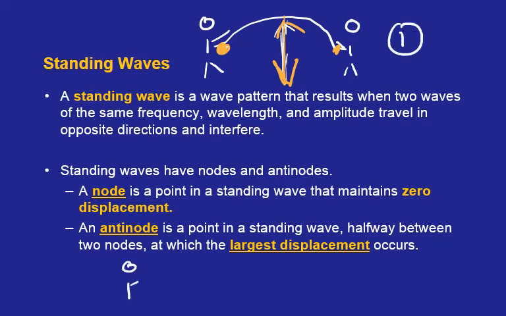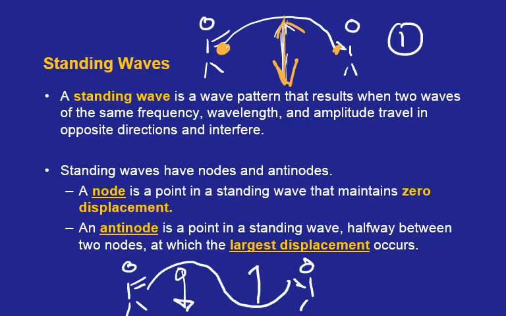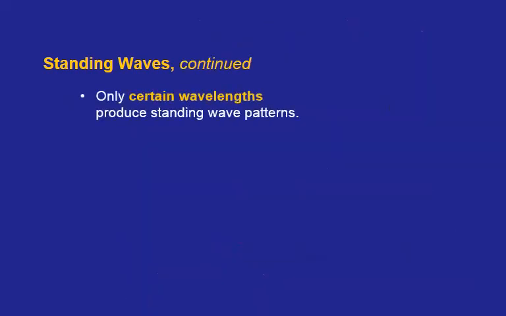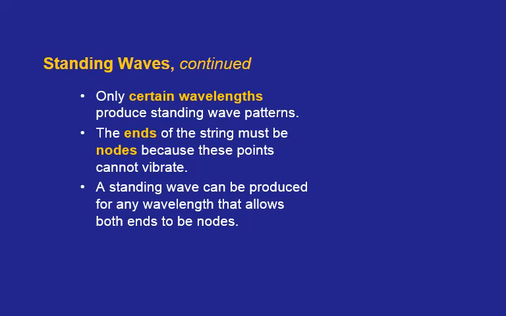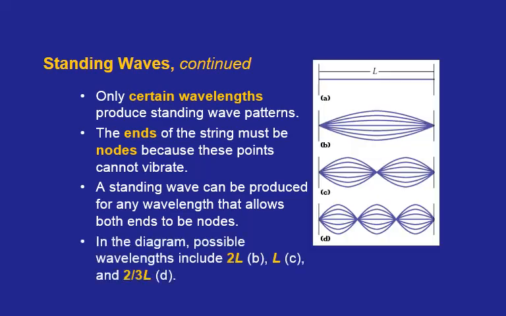And an example of the second harmonic, another frequency that this could go at, would look something like this, where this is going up and down, this is going up and down, but then in the middle, these aren't moving. So this would be another example of a standing wave. There are certain wavelengths that will have standing waves, and the requirement is that the ends must be nodes. And then as the wave goes through, you'll have certain spots that are antinodes.